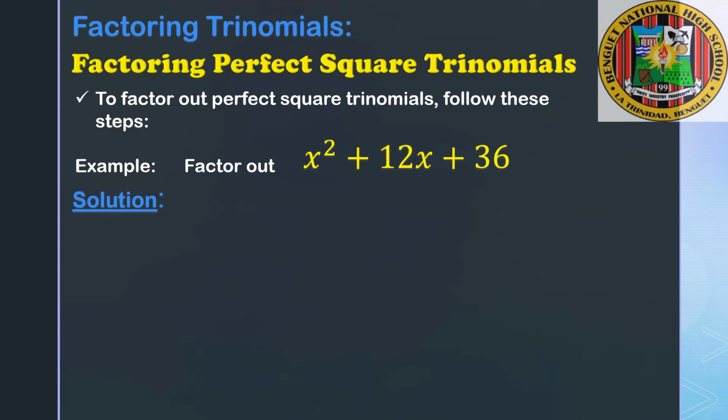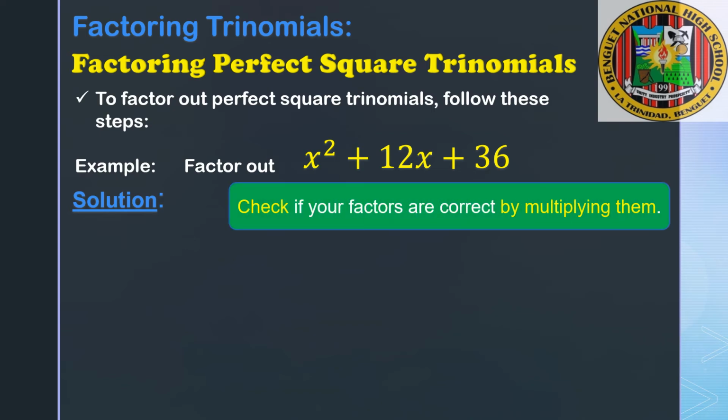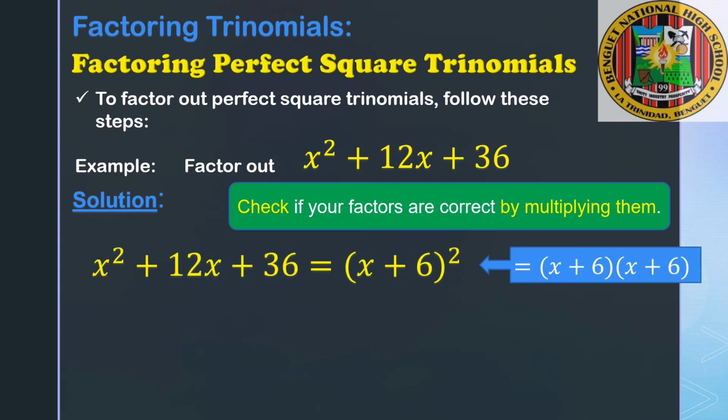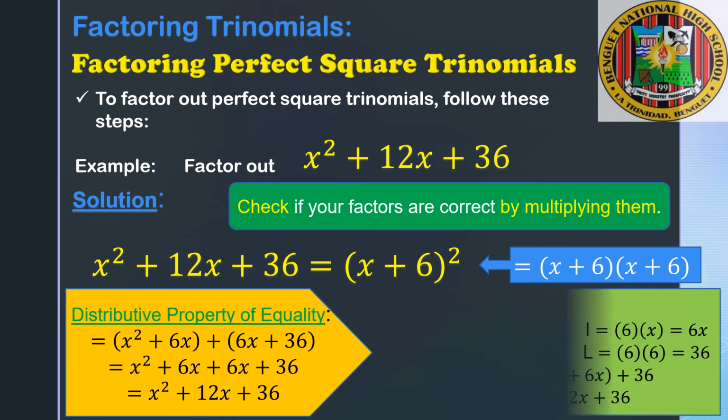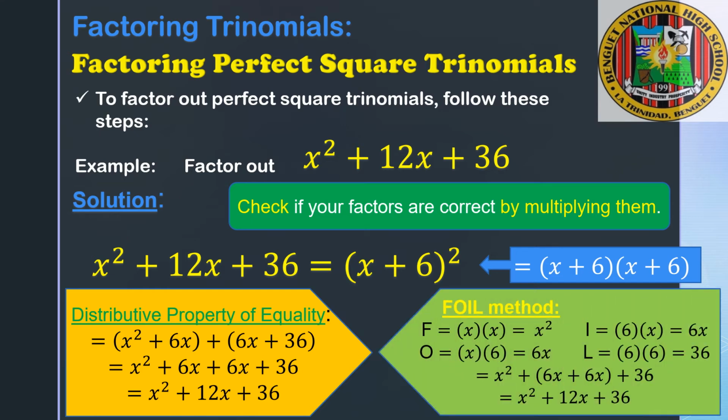The last step we make in factoring the PST is to check if our factors are correct. The square of a binomial can be rewritten as a product of the binomial times itself. So here, we rewrote the quantity x plus 6 squared as the quantity x plus 6 times the quantity x plus 6. Remember that when multiplying binomials, we can use either distributive property or the FOIL method. Whatever method you use to multiply the factors, here you can see that you will get a trinomial which is the same as the given. That confirms that our answer is correct.